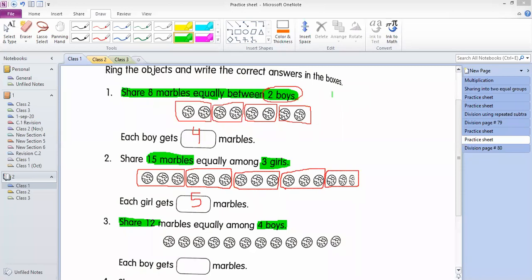Yes, repeat it. Because which method are you using? Are you sharing one by one, or are you making groups, or are you dividing by using repeated subtraction?